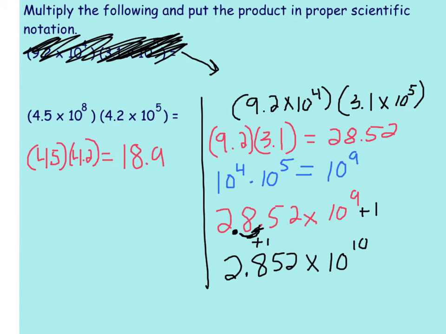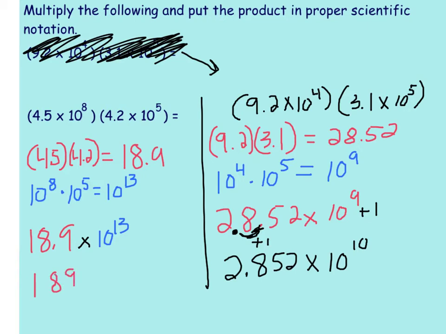Now I need to take my tens and put the exponents together. So 10 to the 8th multiplied by 10 to the 5th will give me 10 to the 13th. Okay, so I have 18.9 multiplied by 10 to the 13th. But again, this is not between 1 and 10. So what I'm going to do is write 1, 8, 9, and my decimal should be right here.